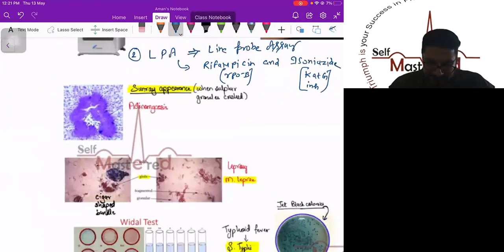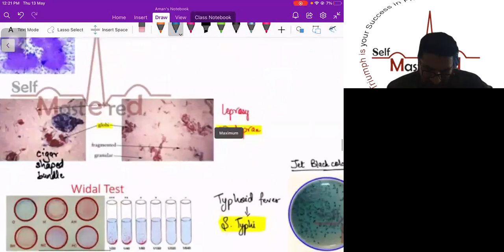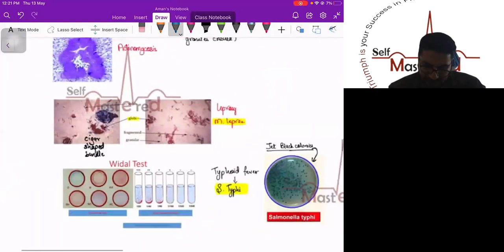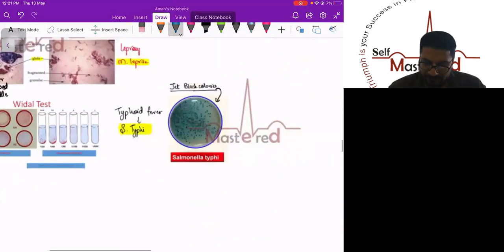Then you can see the sunray appearance. In Mycobacterium leprae, you can see the globi in leprosy. Then this is how we do a test called the Widal test for Salmonella typhi or enteric fever.